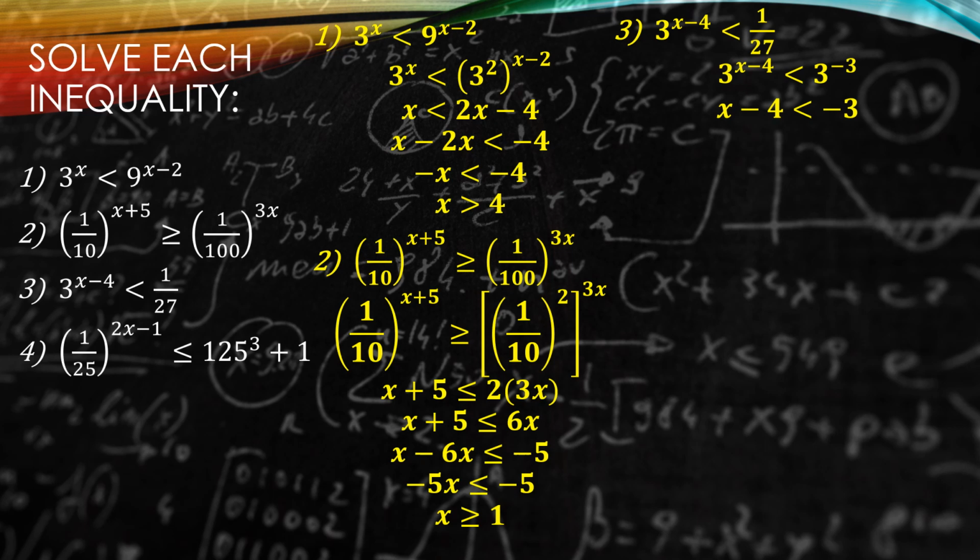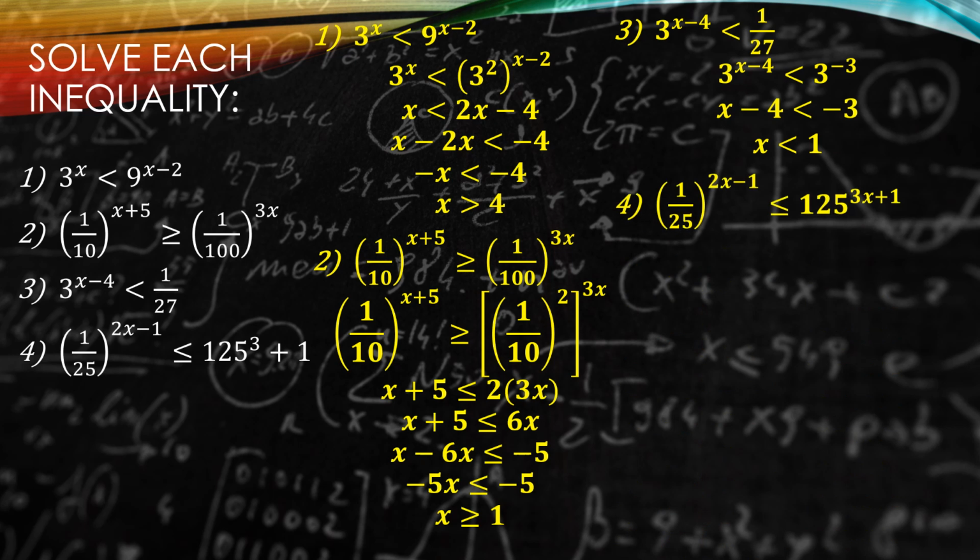So yung negative 4, lagay lang natin sa kabilang side. So magiging negative 3 plus 4, okay, so that's equal to 1. So x is less than 1. Okay, that's for number 3. Napakadali lang. Number 4.